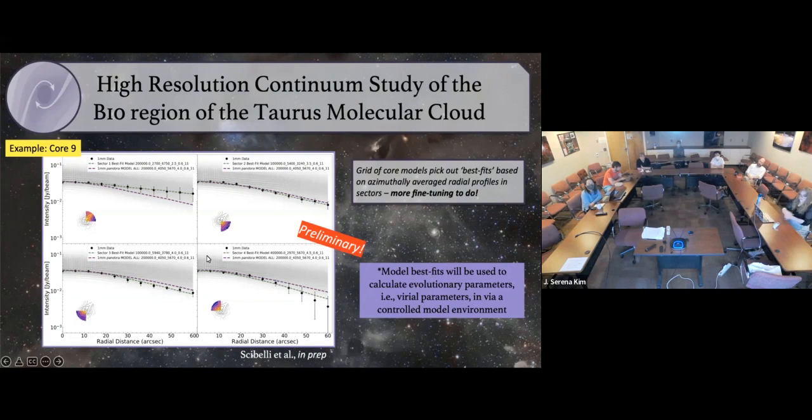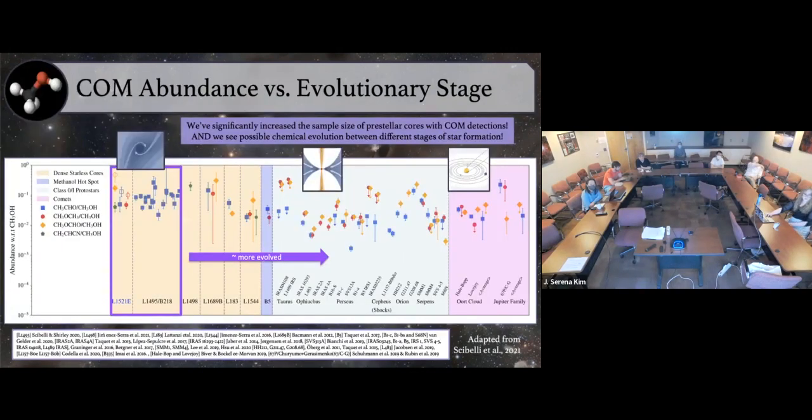And so we'll have a range of best fit models that can then be used to go back into our virial analysis, and we'll be able to better understand the evolutionary parameters for these cores. So stay tuned for more on this. We're still running things on the HPC here in Arizona, and we'll have some exciting results from that soon.